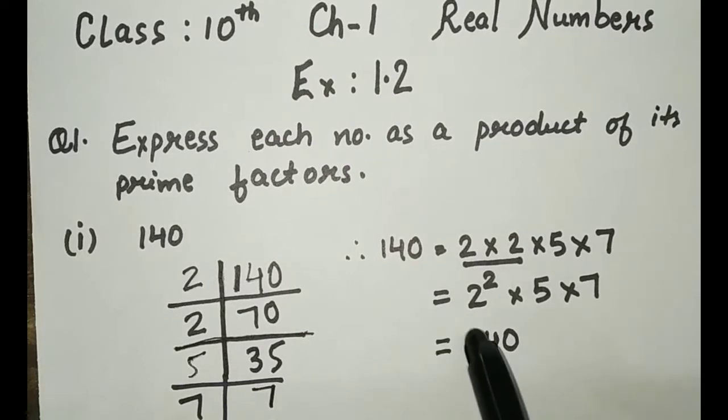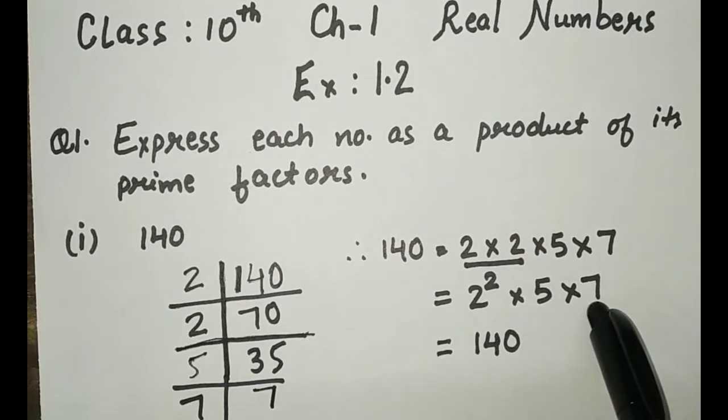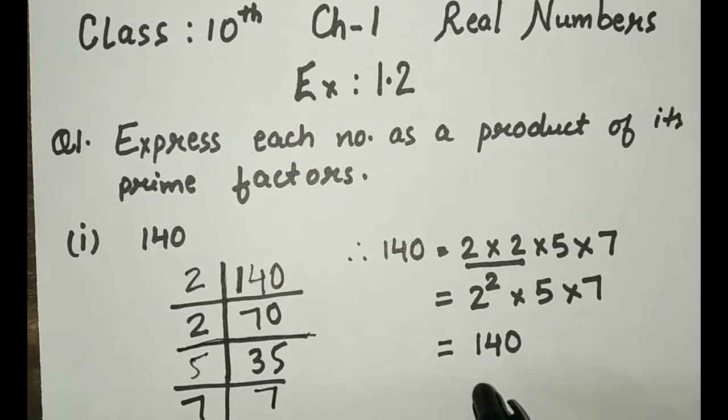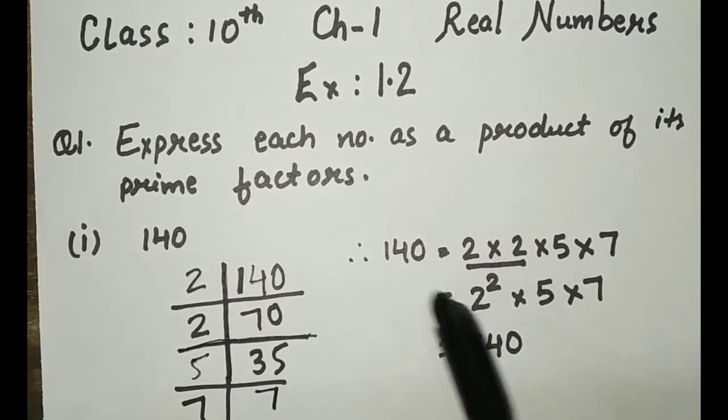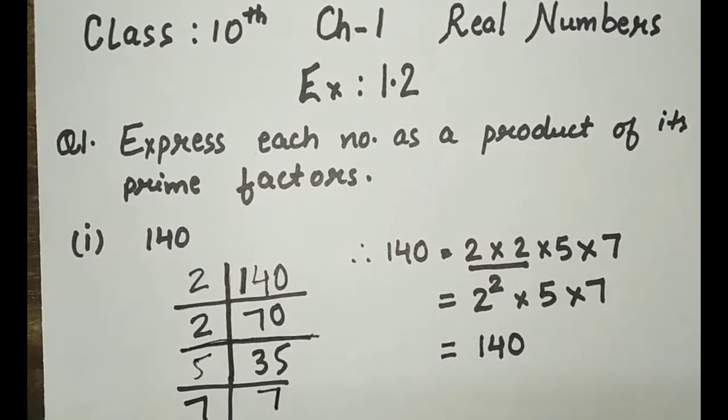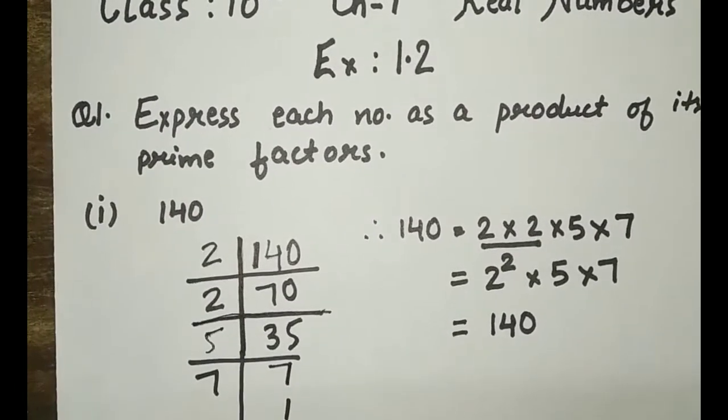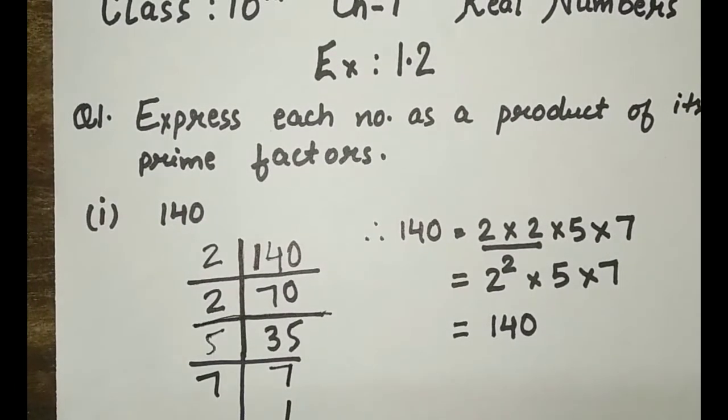So in the end we have to see the product of these prime factors must be equal to the number. So the product of these prime factors is 140. This is the simplest question of this chapter.